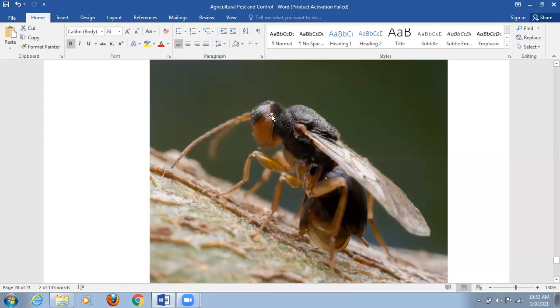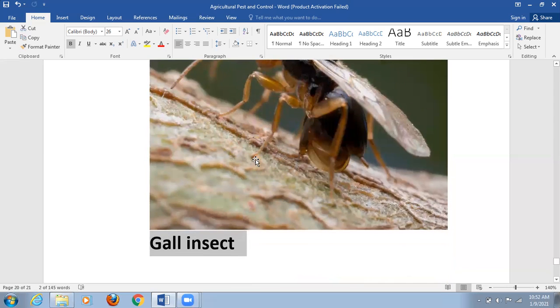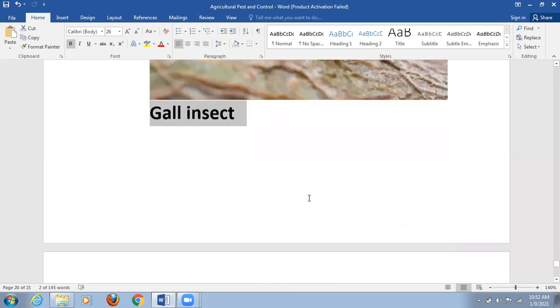So it is important to observe these insects very carefully, so we can identify which kind of insects are there and what the host plant of the insect is, so it is easy to control this particular pest. So on your screen, this one is the gall insect. As I told you, they cause the swelling of the plant.